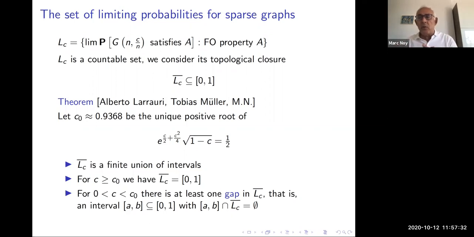This was a bit of a surprise. We were looking for something that changed at a given value of C, and maybe we were expecting that this change would happen at C equals 1, which is the phase transition, but it is not. And which I think is even more interesting, there is this constant, which by the way is below 1, and there is a sudden change, not in the single limiting probabilities, but in the set of all limiting probabilities. Good. So this is the statement.